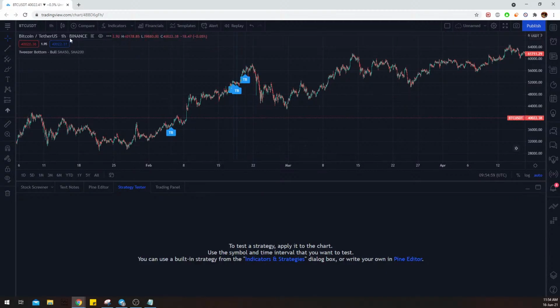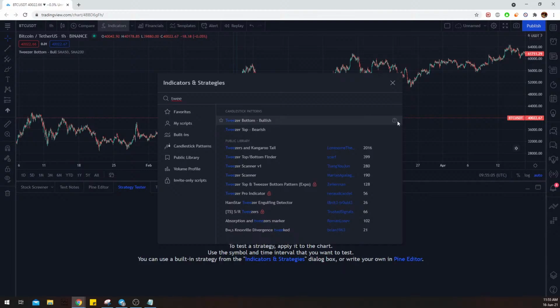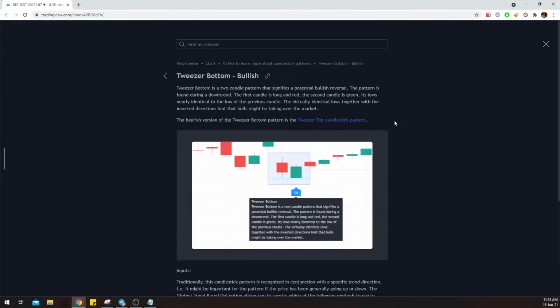So in the case of the tweezer bottom, I'm sorry, I forgot to enter the explanation. Let's go to the explanation itself from TradingView, and we can see that this pattern in general is found during a downtrend. The first candle is going to be long and red, and the second candle is going to be bullish. Its lows, more or less, are on the same level as the previous candle and the current candle. These virtually identical lows together with the inverted direction hint that the bulls might take over the market.